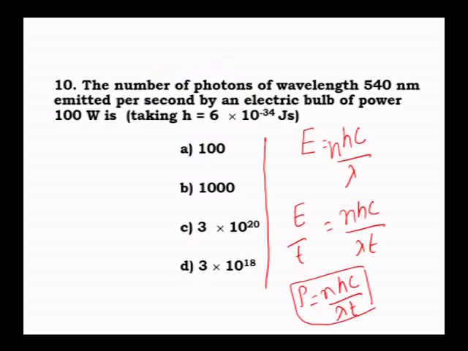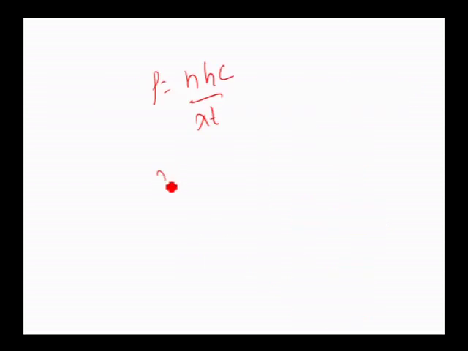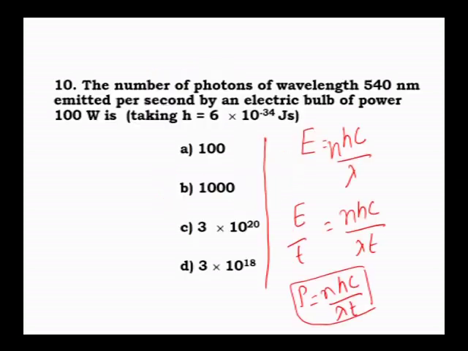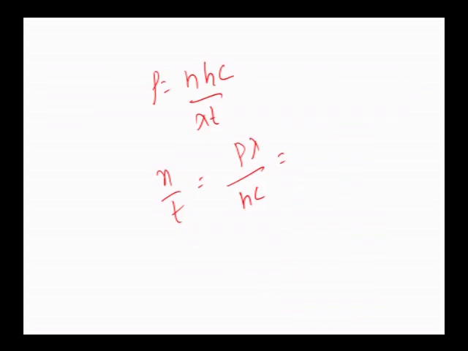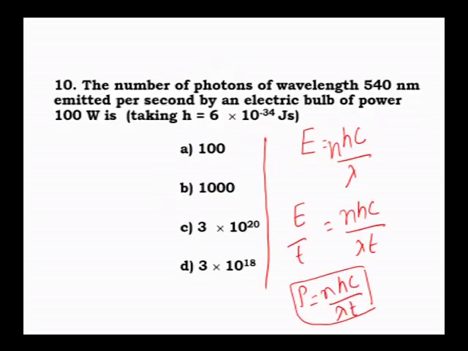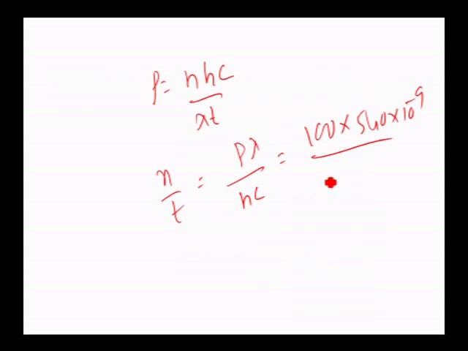What do we have to calculate? To determine how many photons are emitted per second, correct? That means to determine the value of n by t. Number of photons per second, n by t, is equal to, cross multiplying, P into lambda by h into c, correct? Power is given, what is the value? 100 watt. Then lambda is 540 nanometer, meaning 540 into 10 to the power of minus 9, and also h is 6 into 10 to the power of minus 34, correct? You know the speed of light, 3 into 10 to the power of 8.